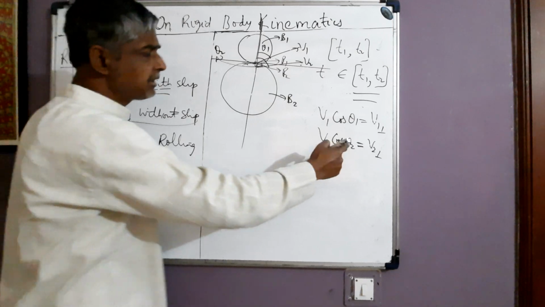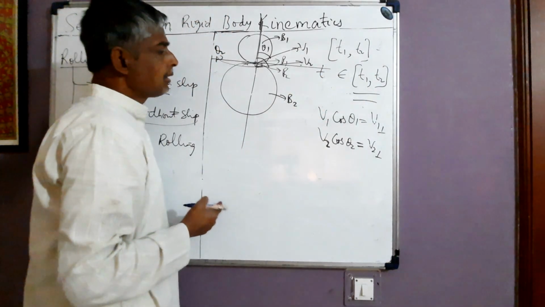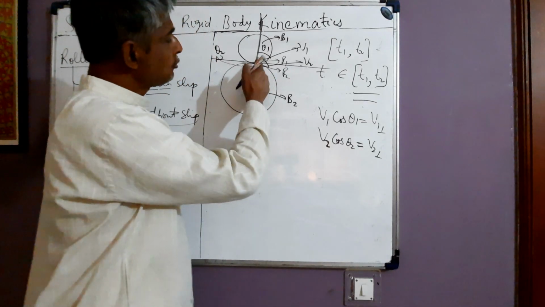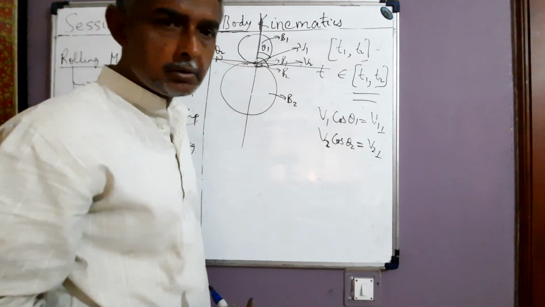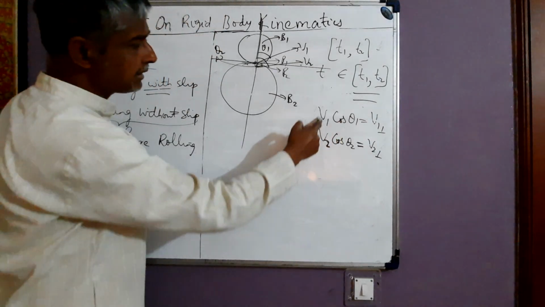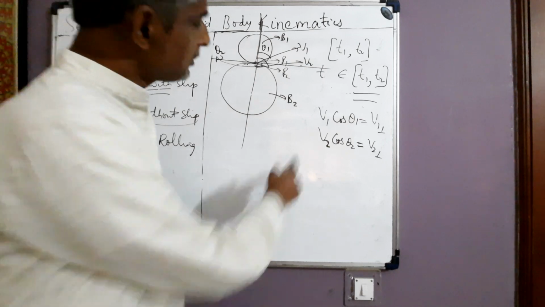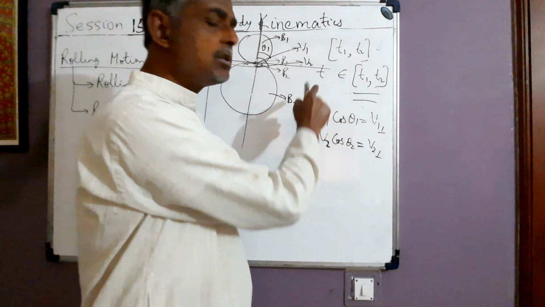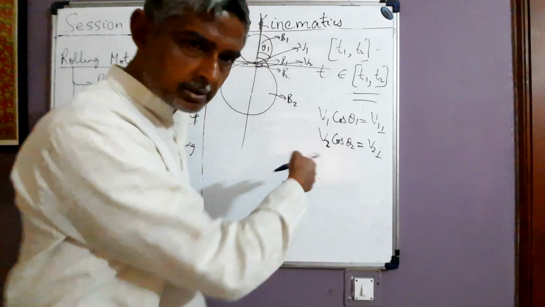I am claiming that for all instants of this time interval, component of velocities of the 2 points of the two bodies in mutual contact along common normal are always equal in magnitude and direction both. So these two have to be equal. Why? Because if they are not equal, then either the bodies will separate or one body will pierce into other. This I explained just now.